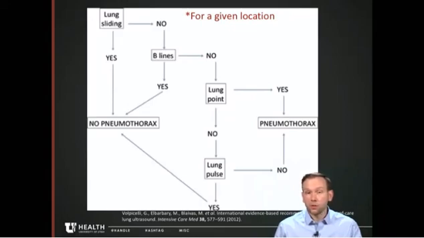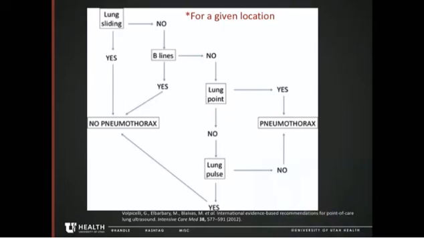However, there's also an ambiguous situation in which you have no lung sliding, no B lines, and no lung point. And then you look for a finding called a lung pulse, which is actually suggestive of a main stem intubation and can prevent you from putting unnecessary chest tubes in when you're looking for pneumothorax. So we're going to go through some of these findings in detail and a little bit about basic lung ultrasound.